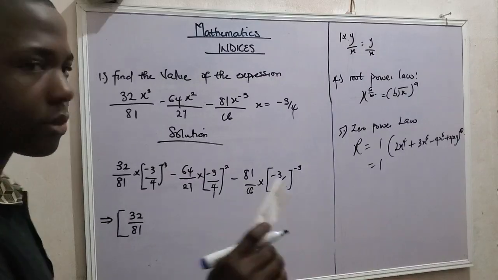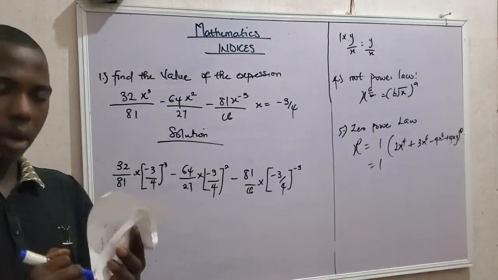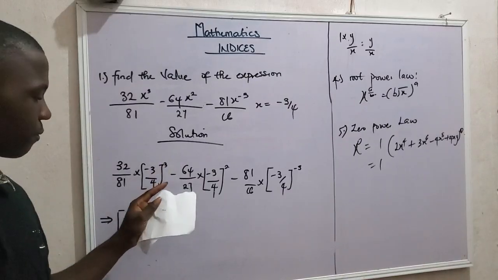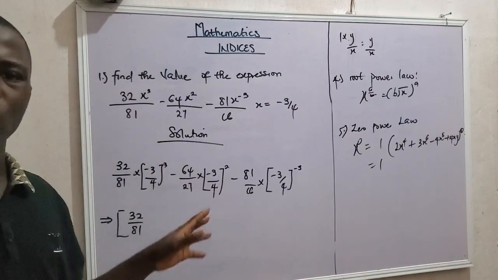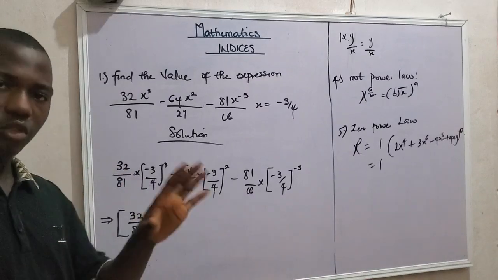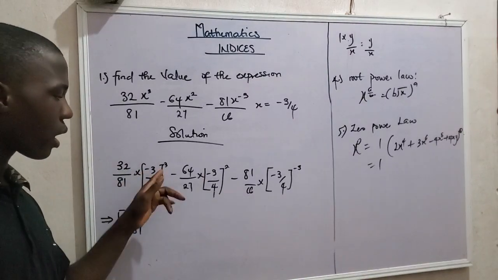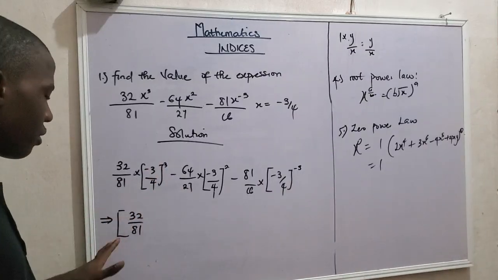Now please notice this thing. When you have a negative number raised to an odd power, just like 3, our answer will also be negative. But when we have a negative number raised to an even power, our answer will be positive. For instance, minus 3 raised to the power of 3, our answer will be negative 27.